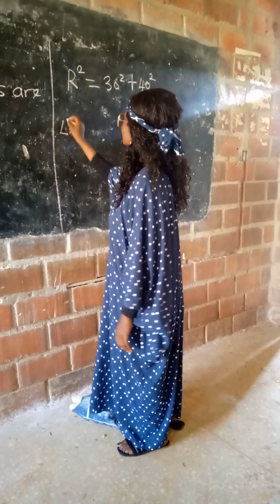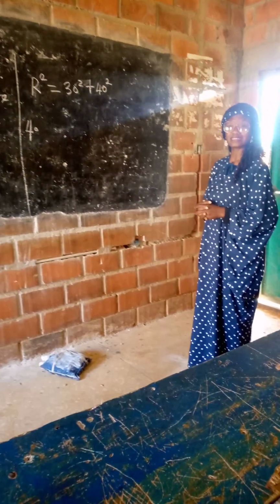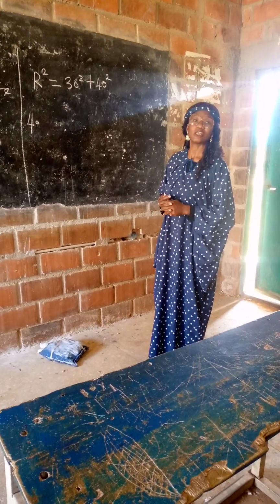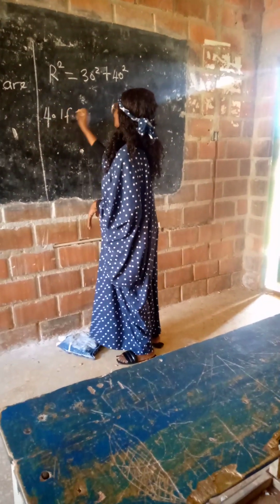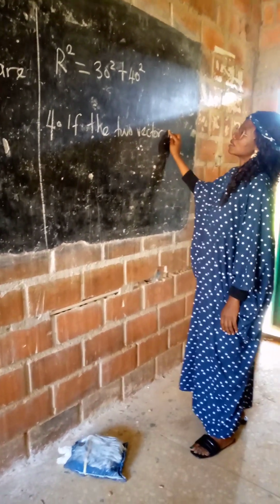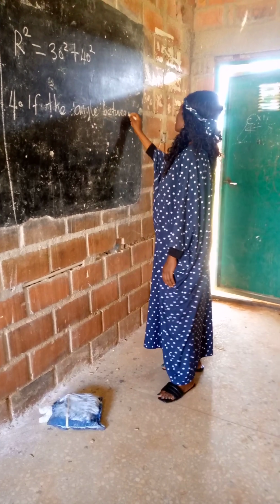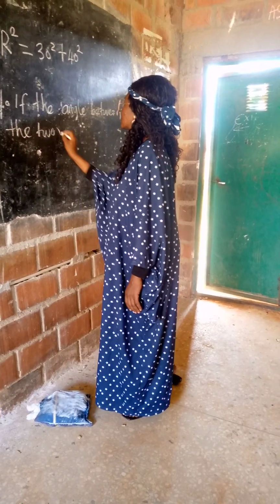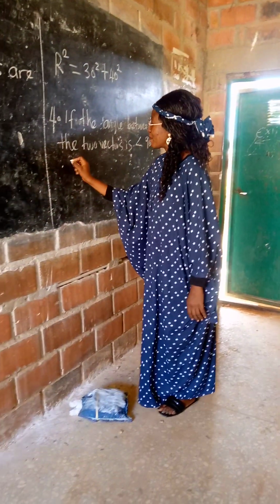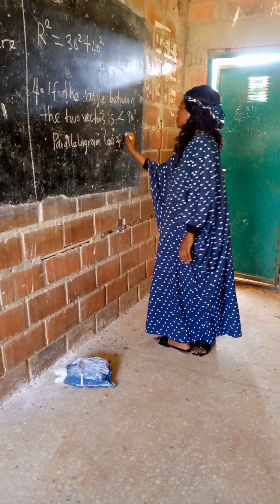Case 4. This time around, if the angle between these two vectors is less than 90 degrees, in this case, we use what we call the parallelogram law of vectors.